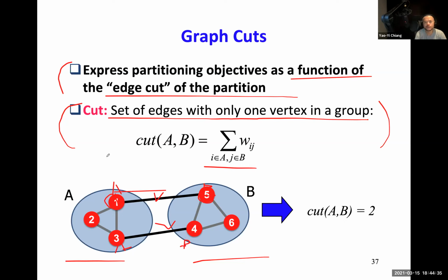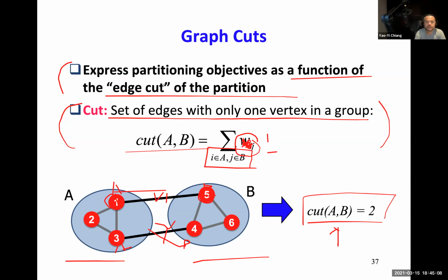So your cut is the summation of all the edge weights. And in our case, we're looking at an unweighted, undirected graph. So this is 1, and the cut is 2. So for our example, you don't have to care about the weight, you just add 1. Okay, so this is your cut size. So now we have defined this function.